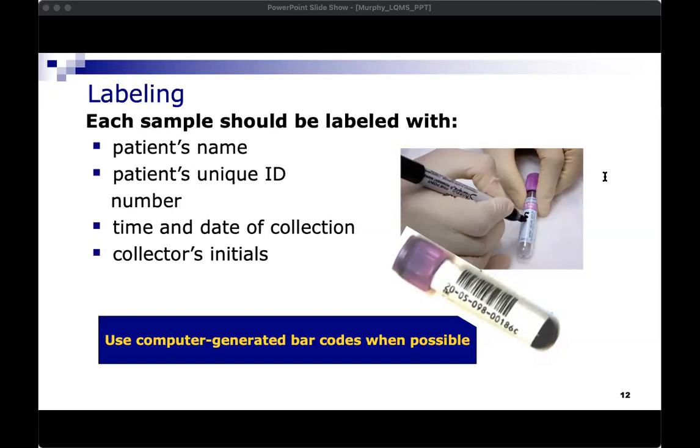You never want to walk away from unlabeled samples, because there are so many things that can happen. They can fall on the floor, they can get mixed up, a number of things can happen if you have unlabeled specimens. So as a general rule, you really never want to have unlabeled specimens laying around anywhere. Always take the time to label them at the time of draw after identifying the patient.